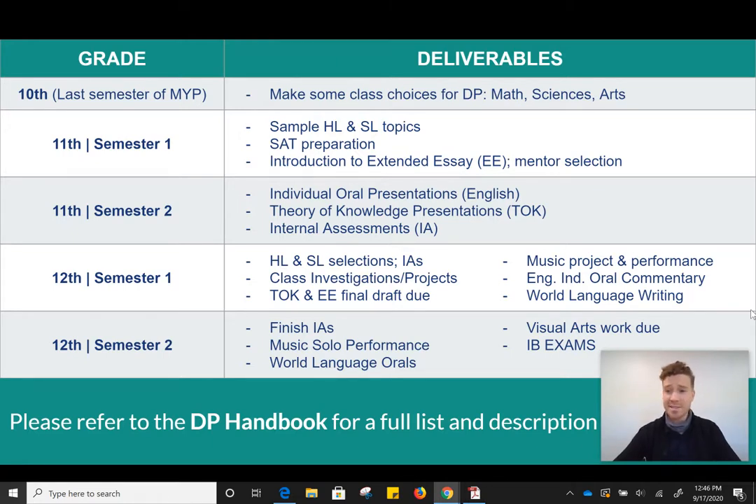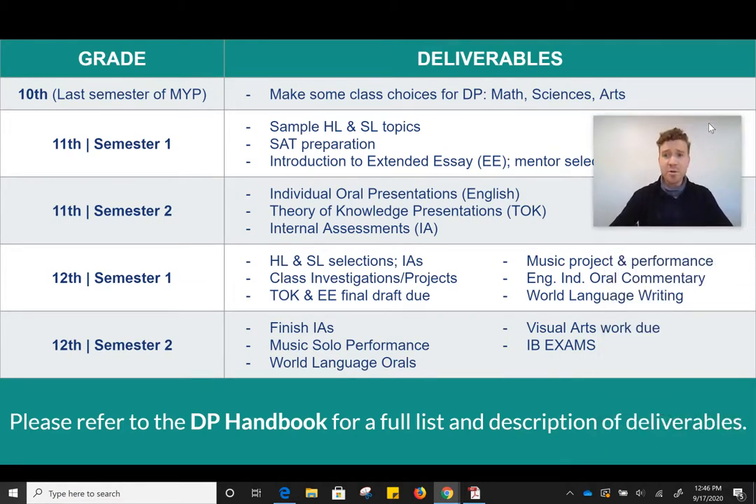Your final semester as a senior, you're going to finish your IAs. You're going to have solo performances if you're in music. Your visual artwork's going to be done. World language orals are going to be worked on. And then at the end, there will be a season of IB exams.